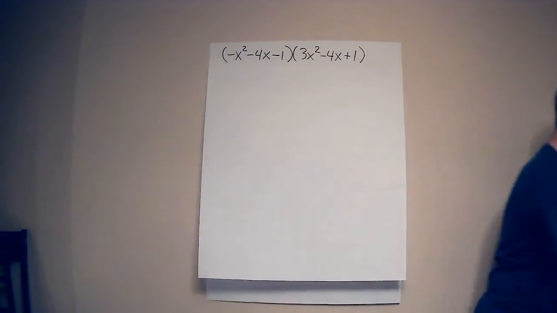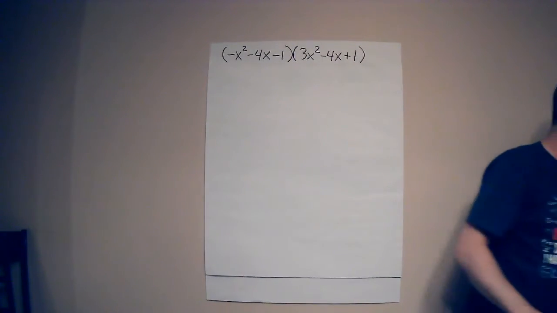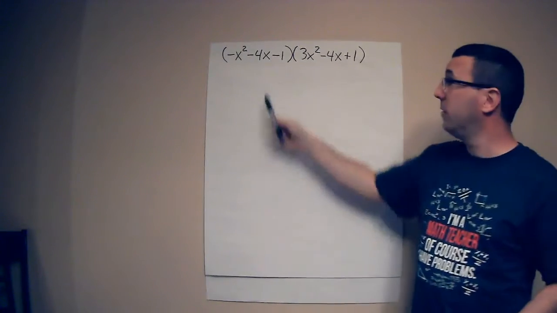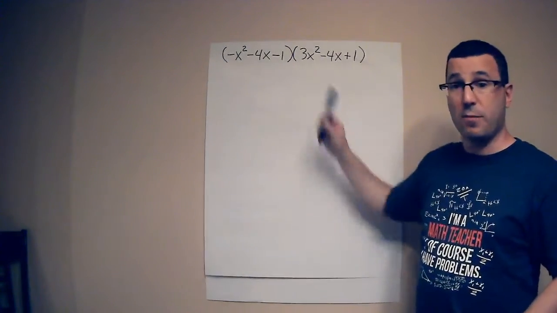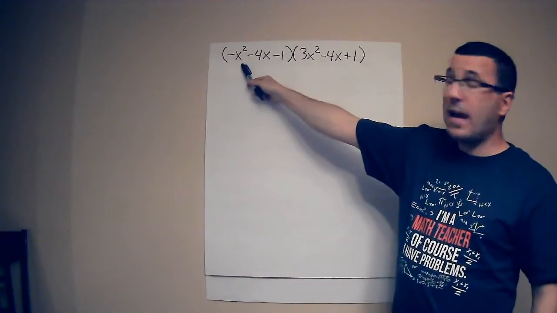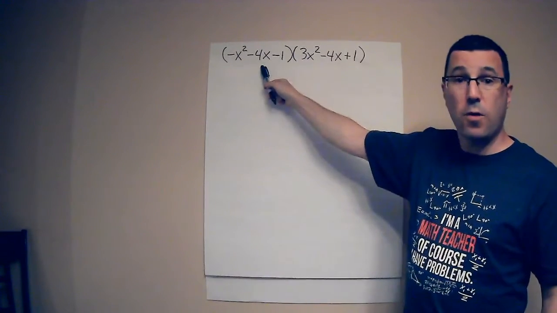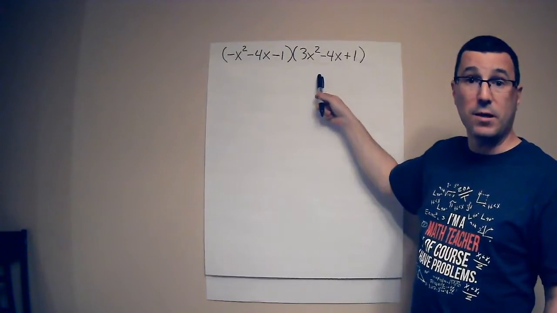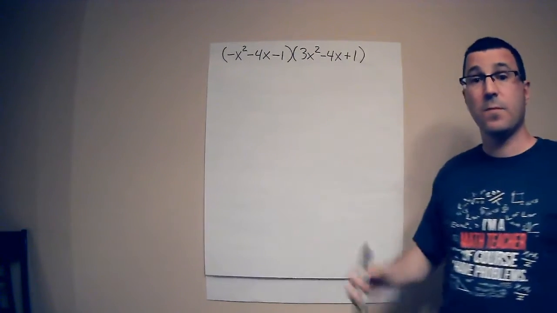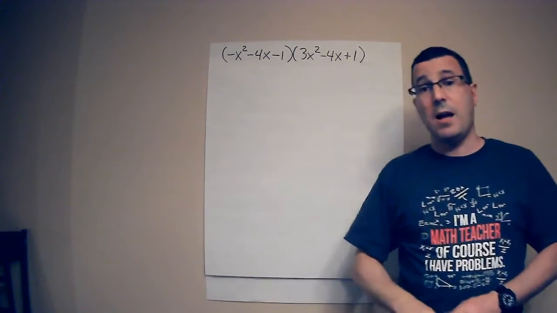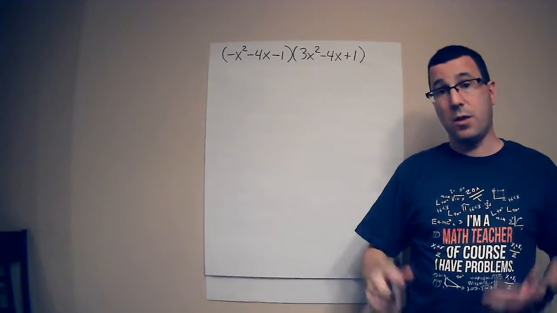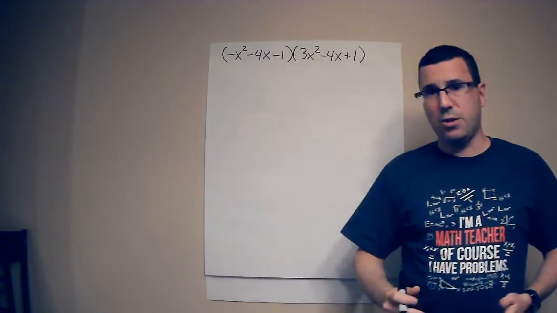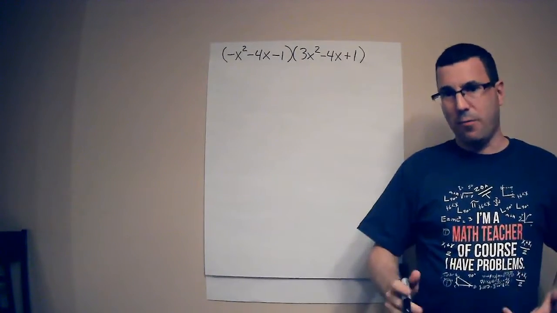The next one is I have a trinomial times another trinomial: negative x squared minus 4x minus 1 times 3x squared minus 4x plus 1. Now, we could do the box method for this. We would wind up with a 3 by 3 box. I'm not going to do that just because I want to do it a different way.